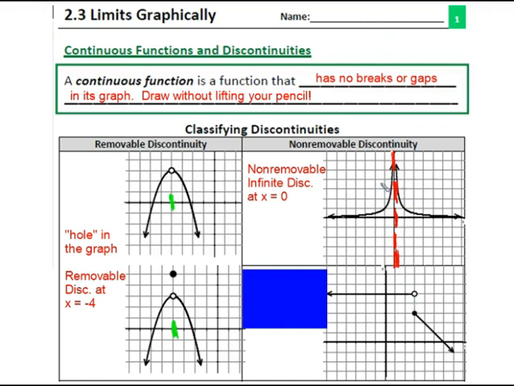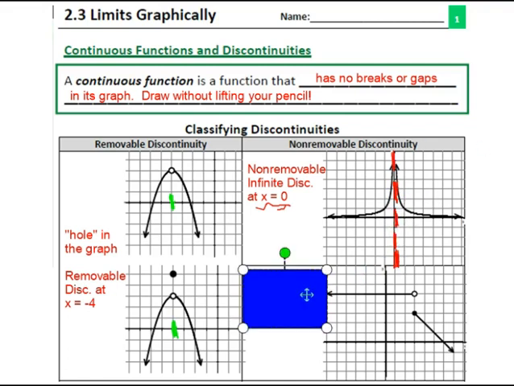Sometimes we'll have a horizontal one that goes infinitely right and infinitely left. So whenever you have an asymptote, you have some type of non-removable infinite discontinuity. And we're specifically saying it's at x equals 0 because that's where the asymptote occurs, right there on that y-axis.